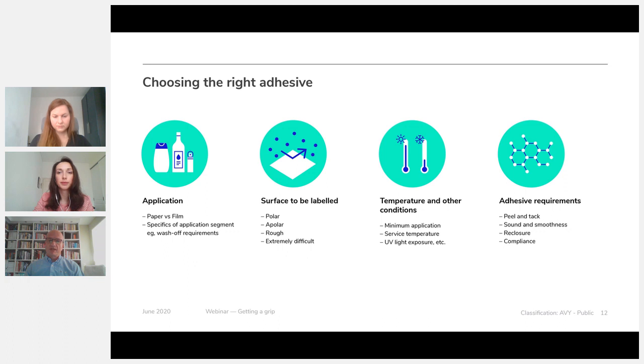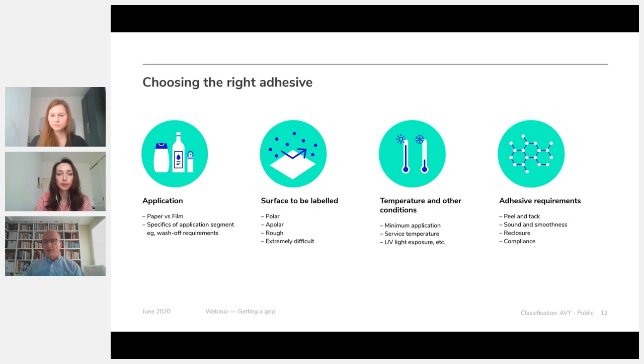Then the next topic is very important, and this is what also came back from the polls: the surface to be labeled. And here we talk about two criteria, which I will cover later on. One of them is the polarity, and the second one is the roughness of the substrate itself. The third criterion is the temperature. Again, this is very important for the choice of the right adhesive. And here we will look at why an adhesive sticks and at what conditions it sticks best. And then finally, we talk about the special adhesive requirements.